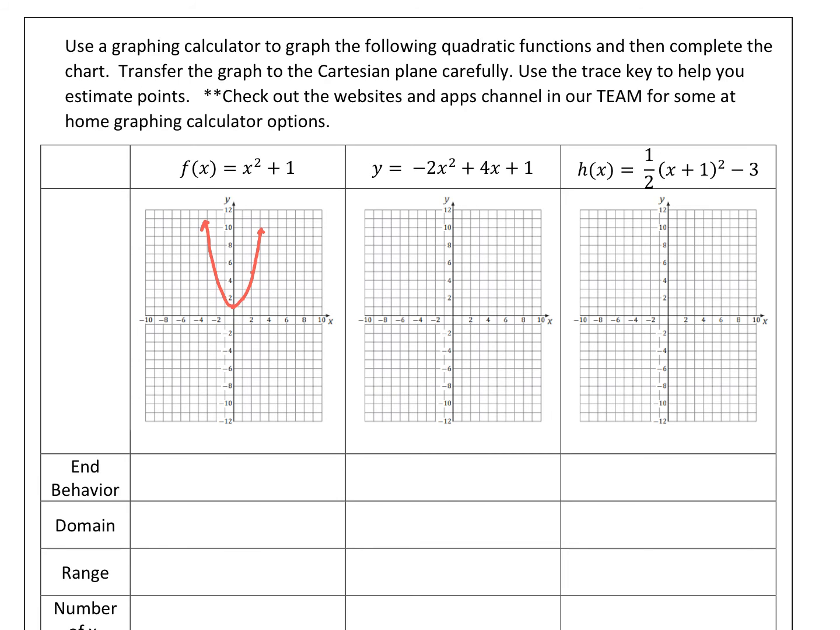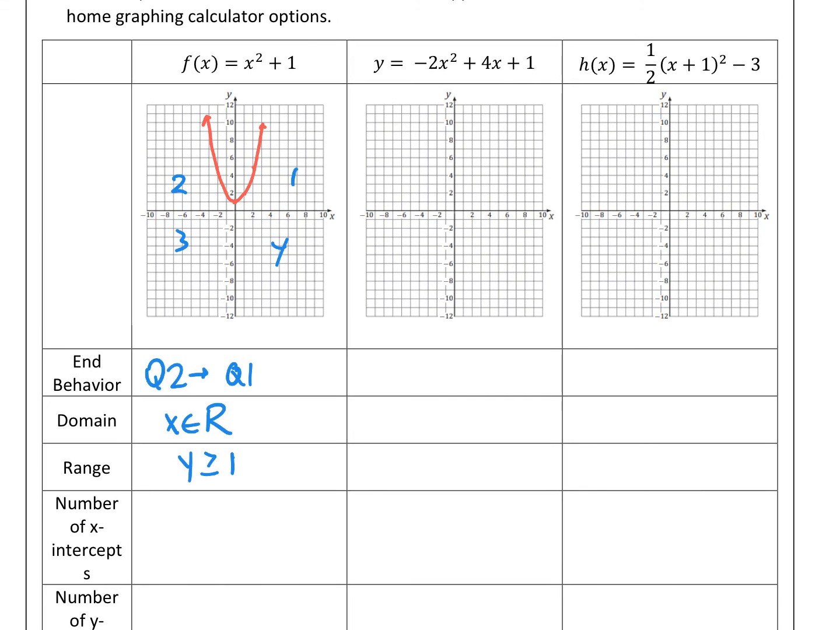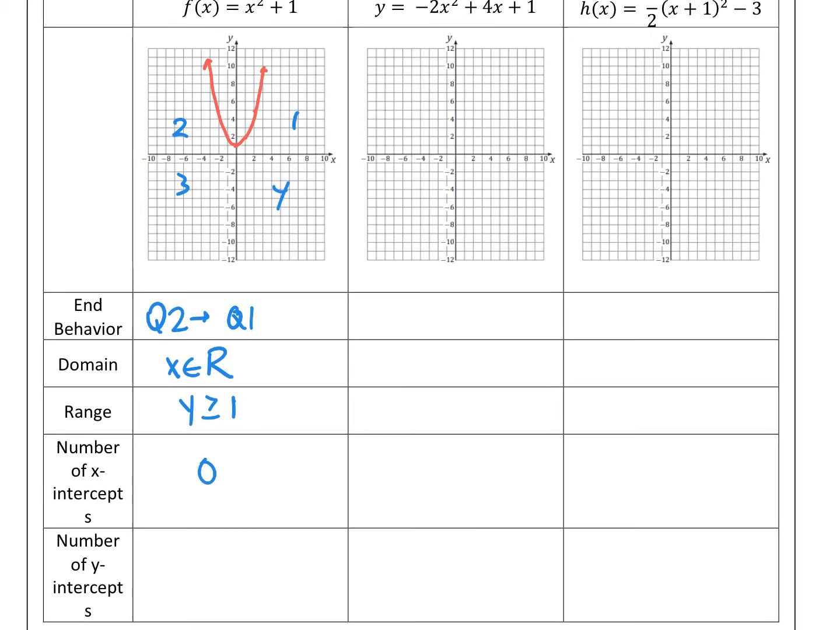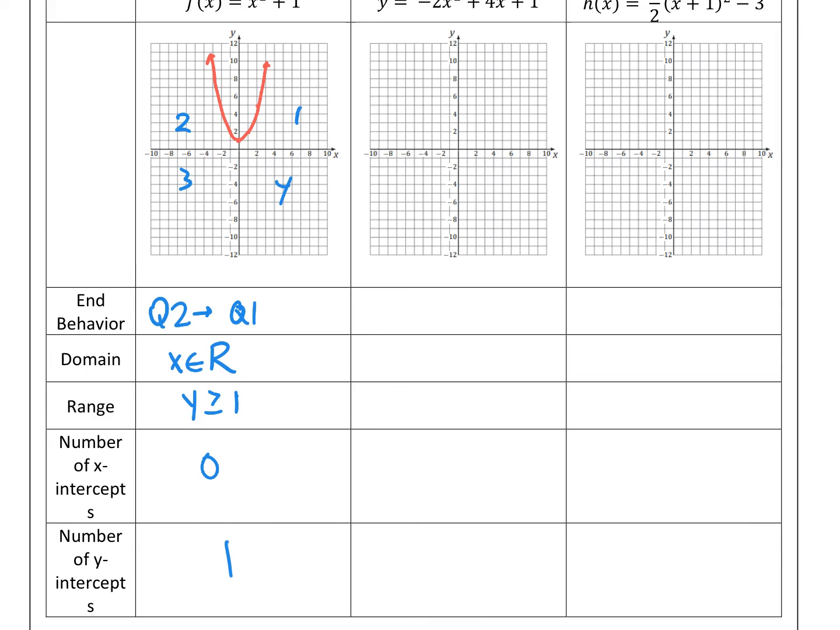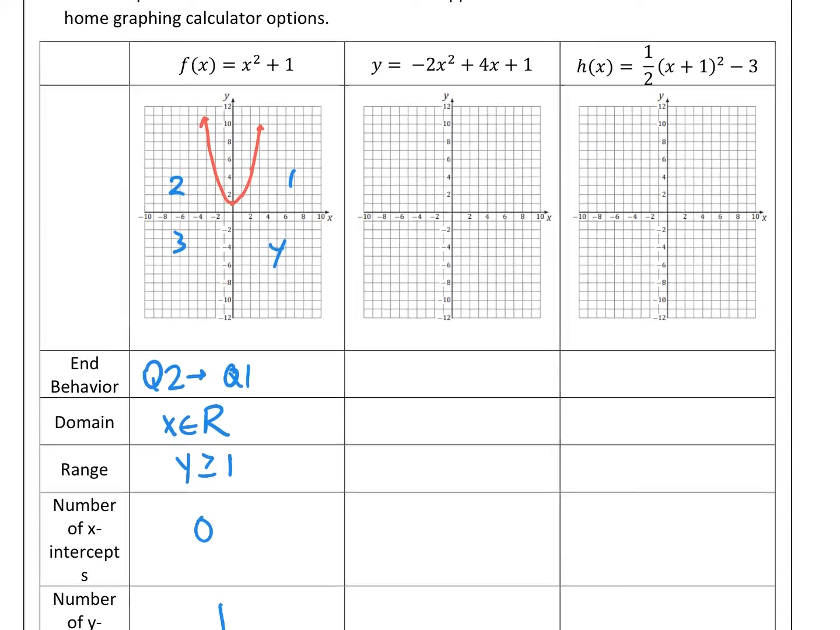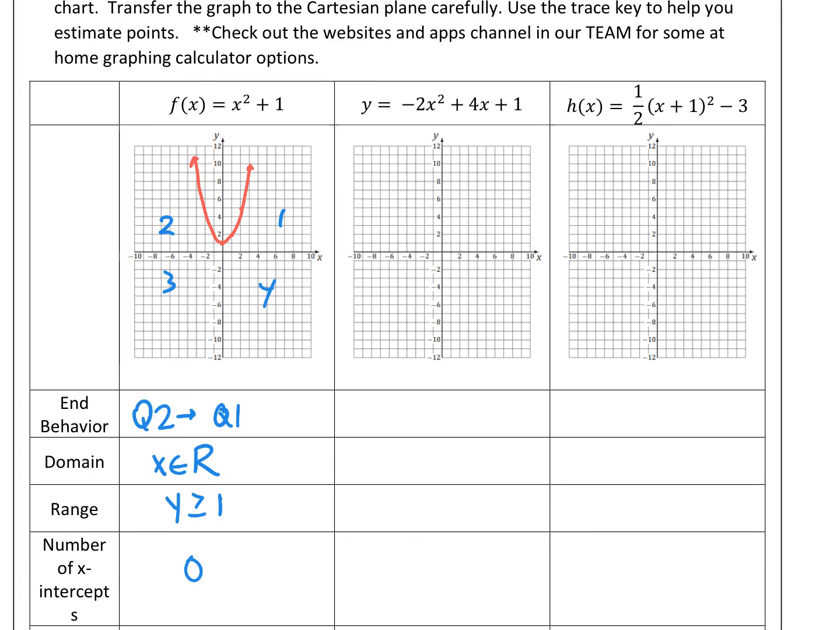So again, we know that this is quadrant 1, 2, 3, 4. So this is going from quadrant 2 to quadrant 1. The domain of all parabolas is x is an element of the reals. The range, well, this is y is greater than or equal to 1, because that's the lowest point on my graph. This has no x-intercepts. We're not asking you to tell me what they are, just how many there are. There is one y-intercept. Okay, and so those are the questions that you're being asked about these quadratics. So you could go ahead and do the rest of those functions.